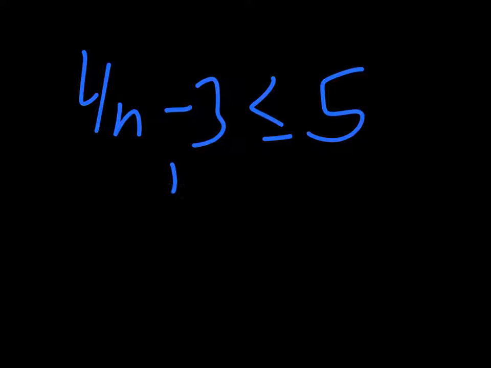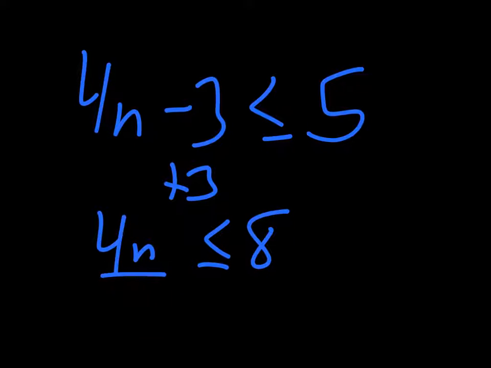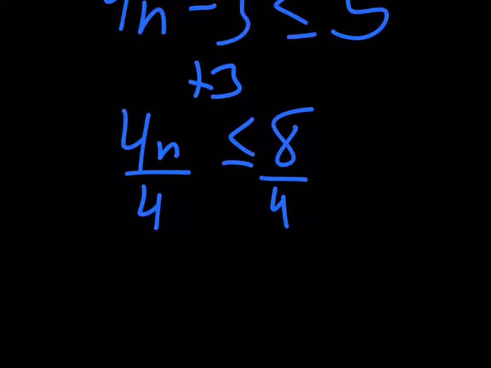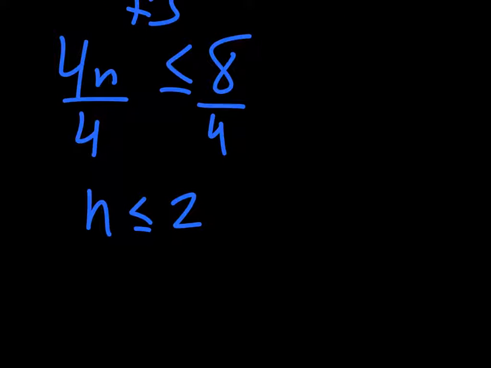For example, I'm doing number 10 on page 126 of the Check Yourself. This would be 4n minus 3 is less than or equal to 5. Add 3 to both sides, we get 4n is less than or equal to 8, divided by 4 on both sides. Now we have n is less than or equal to 2. And then it gives us options where we have 2, 3, and negative 1.